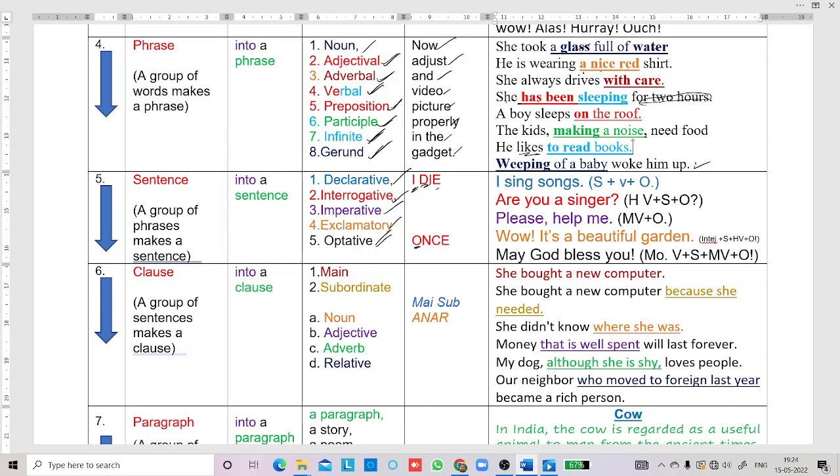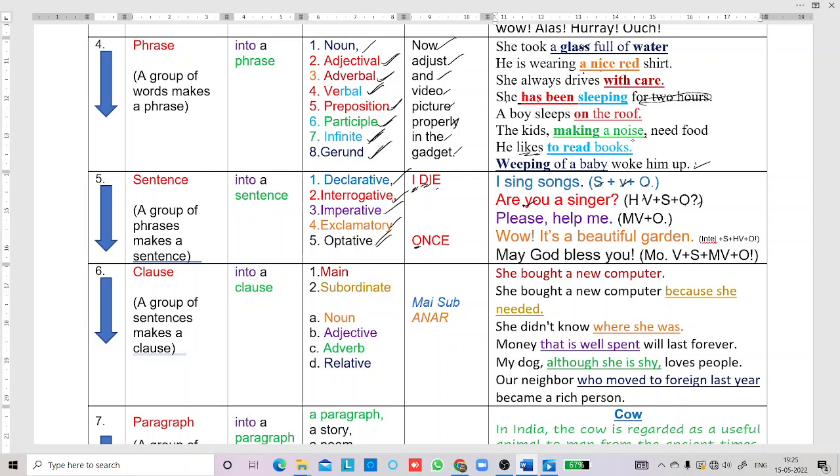So examples are, I sing songs. Generally a declarative sentence will have the sentence structure subject plus verb plus object and a full stop. Now interrogative sentence, are you a singer? This also the structure is helping word plus subject plus object plus question mark, and you will understand what is called subject, what is called verb, what is called object, helping verb, main verb, or modal verb. All these things will be explained in my next videos.